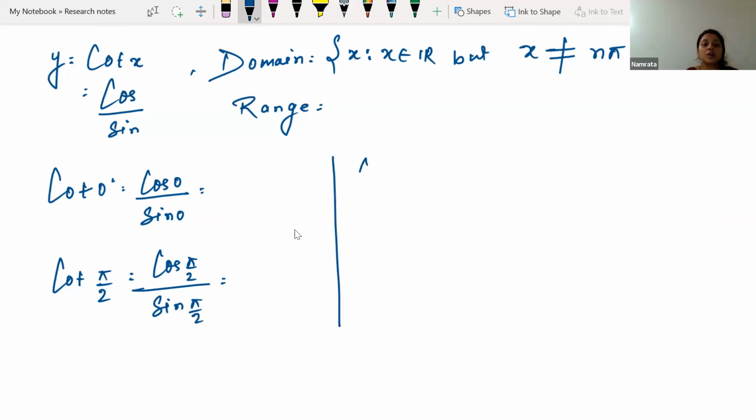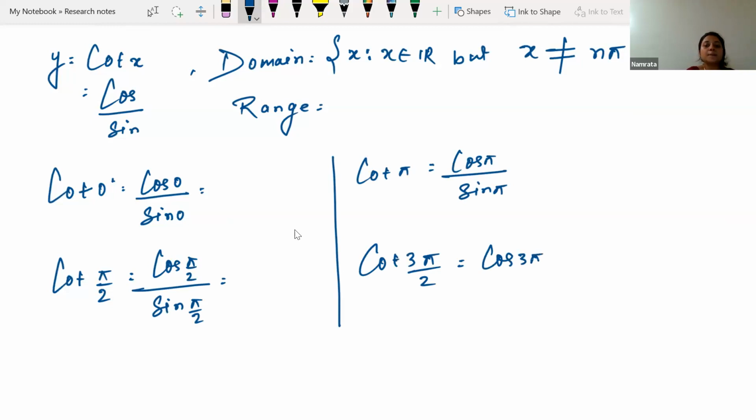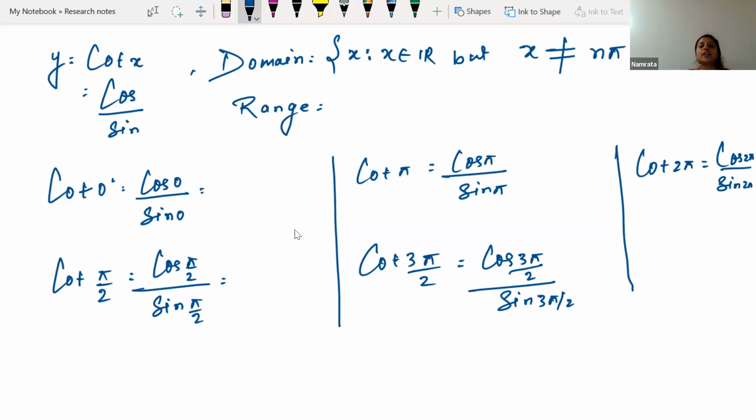Cot pi means cos pi by sine pi. Cot 3 pi by 2 means cos 3 pi by 2 by sine 3 pi by 2. And similarly, cot 2 pi means cos 2 pi by sine 2 pi. Let's find the value of each and every one quickly.